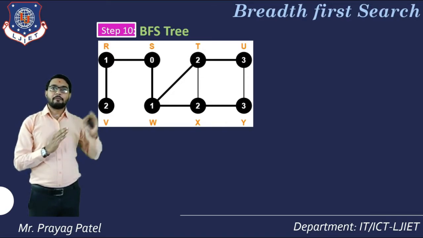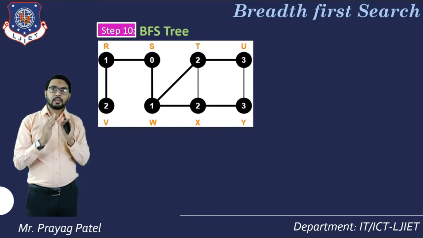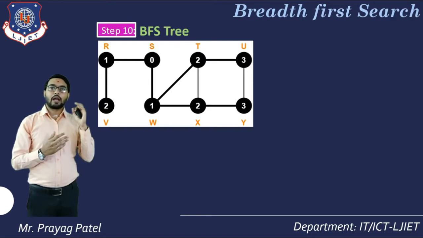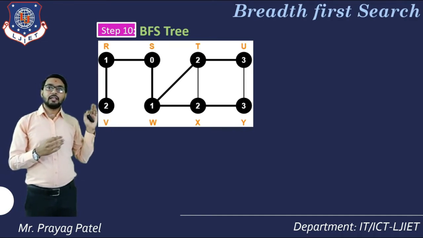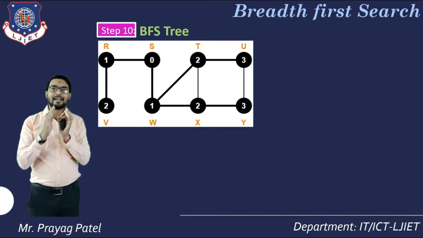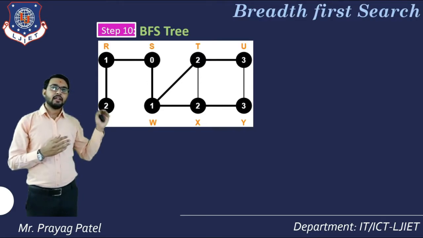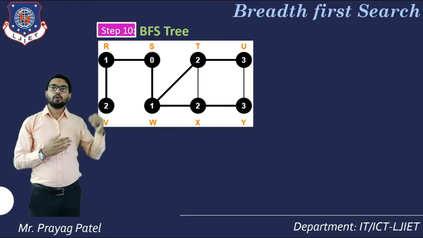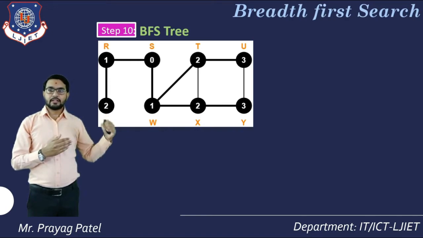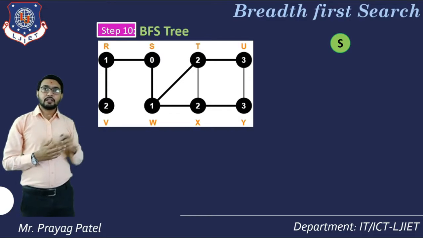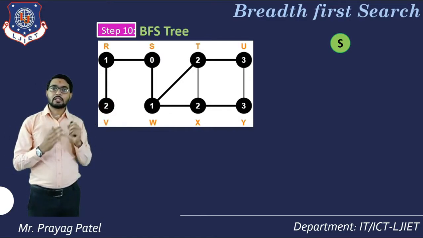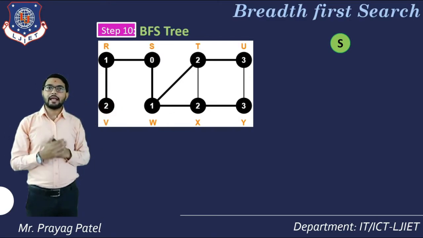Now from the given graph we write some value in each and every node: r, s, t, u, v, w, x, y. We consider the value as a level. So in the tree, initially we consider level 0, then level 1, then level 2, then level 3, like this. Initially we consider s as the root node, because we start the process from node s.